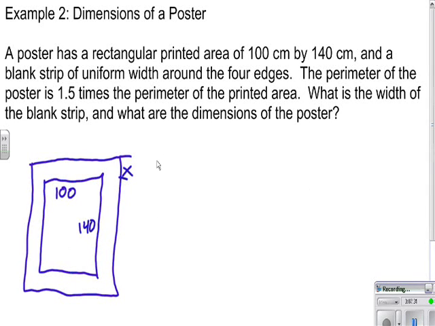So we've got a little diagram that helps us out a little bit. The blank strip has a width of x all the way around. So all of the dimensions around would be x. The printed area, the inner part here, is 100 centimeters by 140 centimeters. And again, we are looking for the width of the blank strip, which I already have labeled x, and then the dimensions of the poster, so the outer dimensions of the entire thing, including the blank strip.